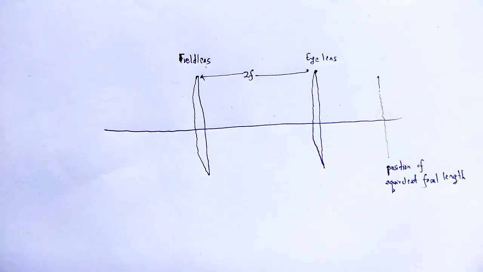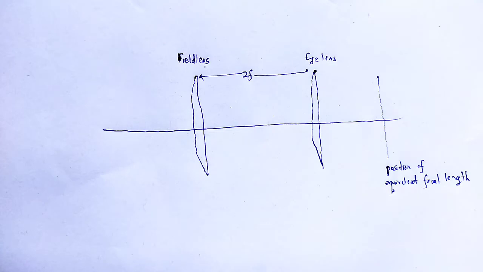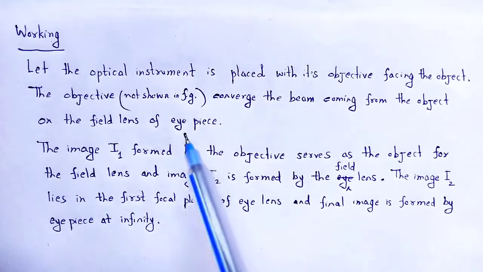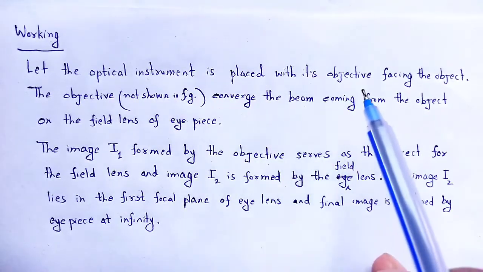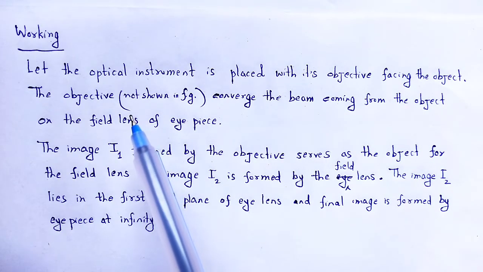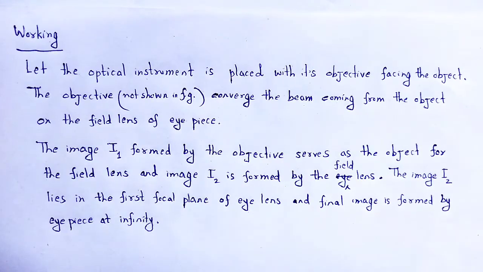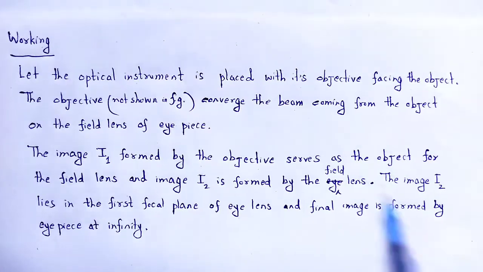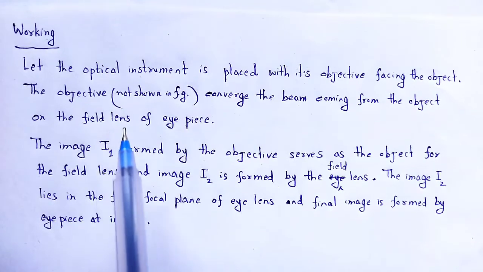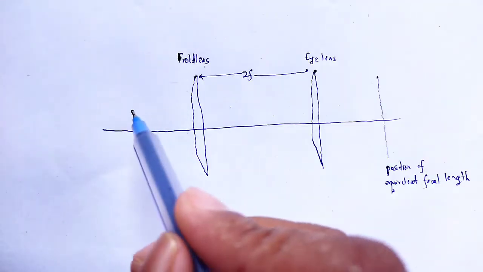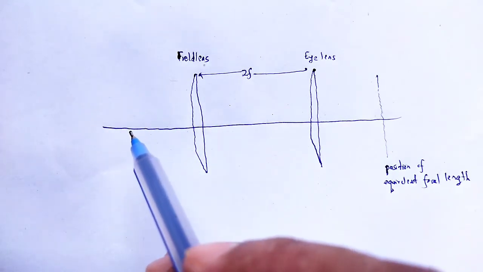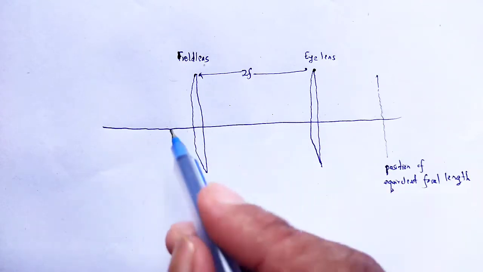Now we discuss the working process. Let the optical instrument be placed with its objective facing the object. In this particular figure there will be no such objective, and the work of the objective is to converge the beam coming from the object on the field lens of the eyepiece.